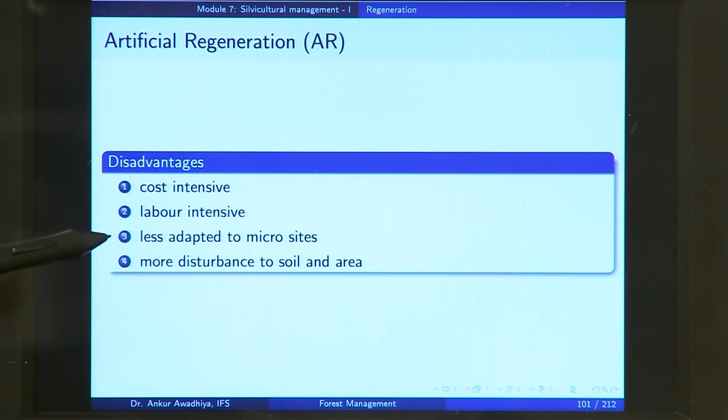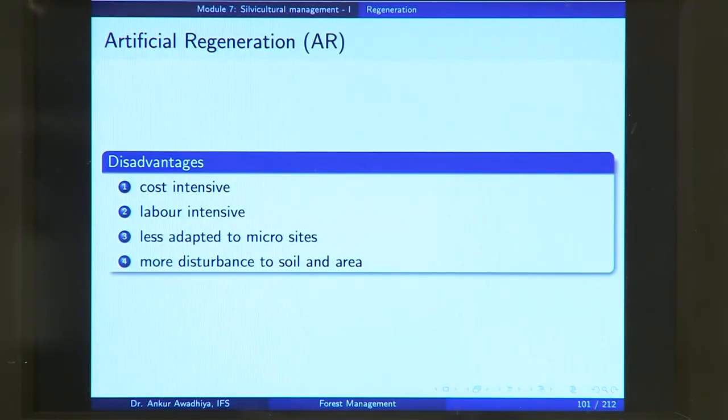Also, it is less adapted to microsites, because it is possible that when you collected your seeds, you collected them from an area that was facing a little amount of drought. So, your plants are those that are better adapted to drought like conditions. So, the seeds that you collect from these areas will also generate plants that are better adapted to drought like conditions, but the final planting site might be one that is not having a condition of drought. On the other hand, it is having a waterlogged condition. So, in that case, there is a good possibility that your plantation might fail. So, there is very little amount of control over adaptation to the microsites.